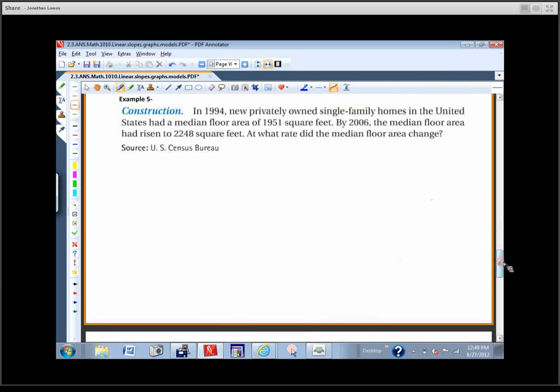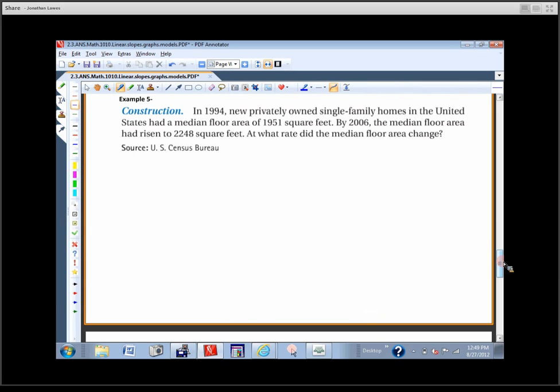In construction, in 1994, so this one's different. That other one, not too bad, right? Let's take a look at this. In 1994, a new privately owned single-family home in the United States had a median, middle, average, floor area of 1,951 square feet, so just under 2,000 square feet, kind of a standard home. By 2006, the median floor area had risen to 2,248. So homes are getting bigger.